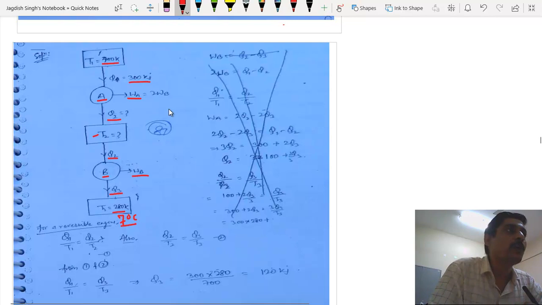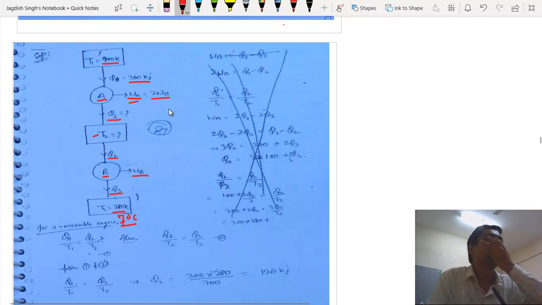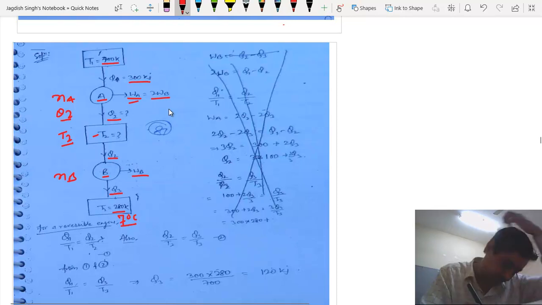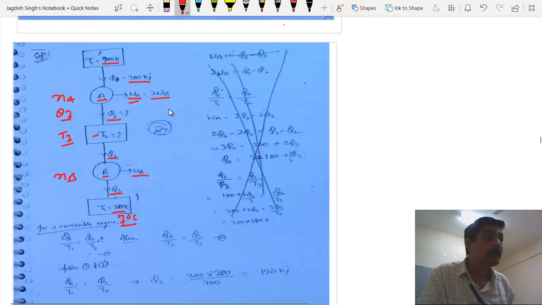Then one more condition is given: the work output of A is equal to 2 times the work output of B. This is the condition given in the question. So under this condition, you have to find the required data. We have to find the efficiency of engine A, the efficiency of engine B, the intermediate temperature T2, and Q2. What is the quantity of Q2? All this data we have to find. Right? Okay.